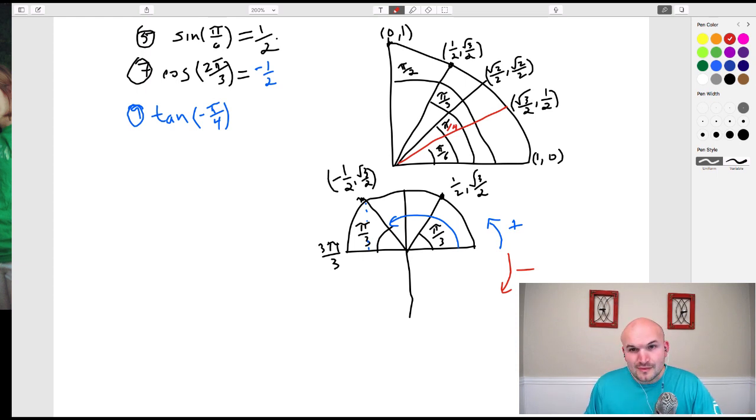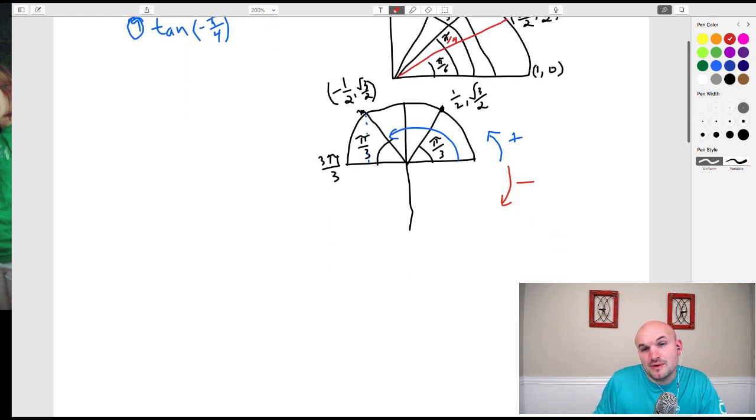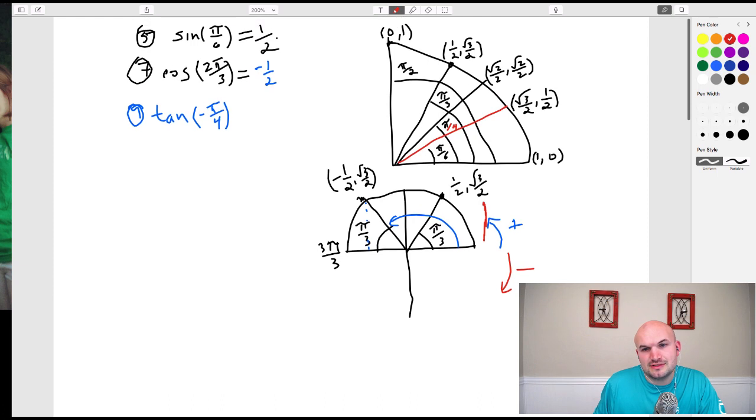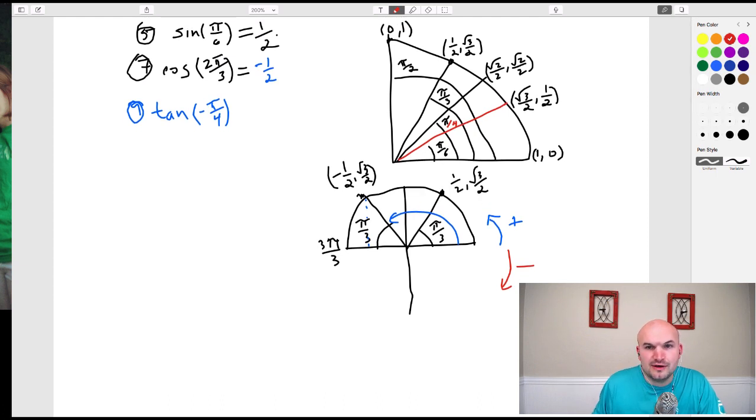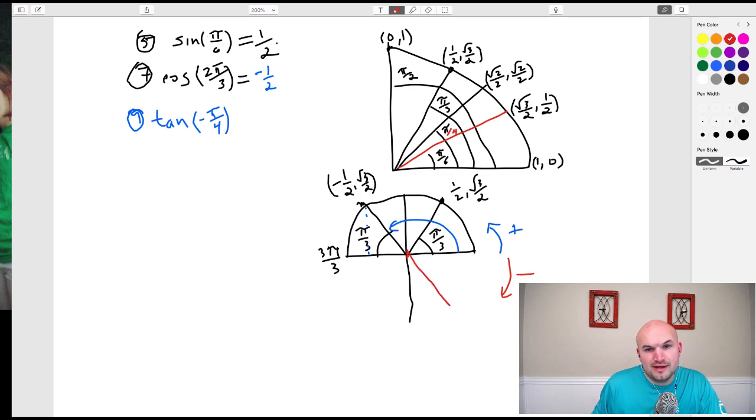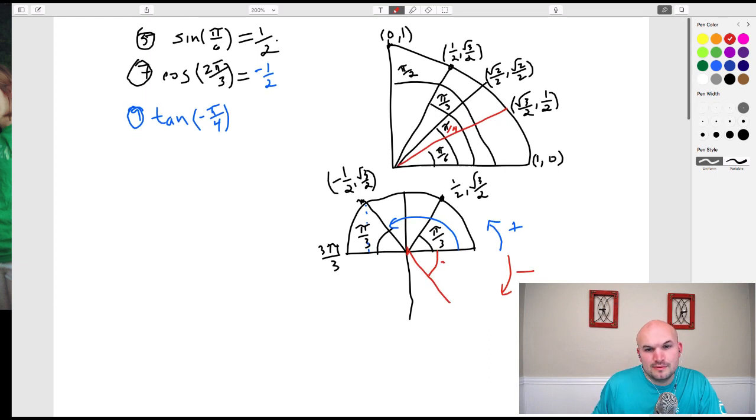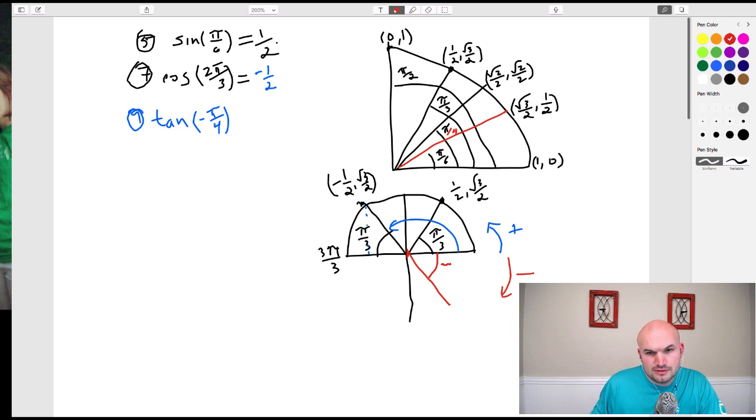All right, so let's move back down a little bit. I keep doing that, I don't hold it down long enough. So anyways, here's pi over 4. If we want to go negative pi over 4, that basically just means we're going to do the exact same angle, but going down this way, pi over 4. So that's going to be your negative pi over 4.